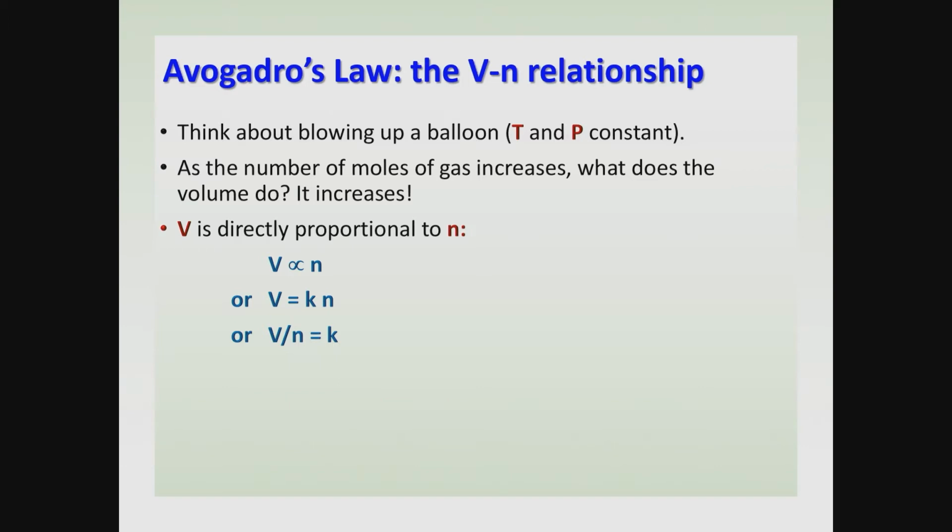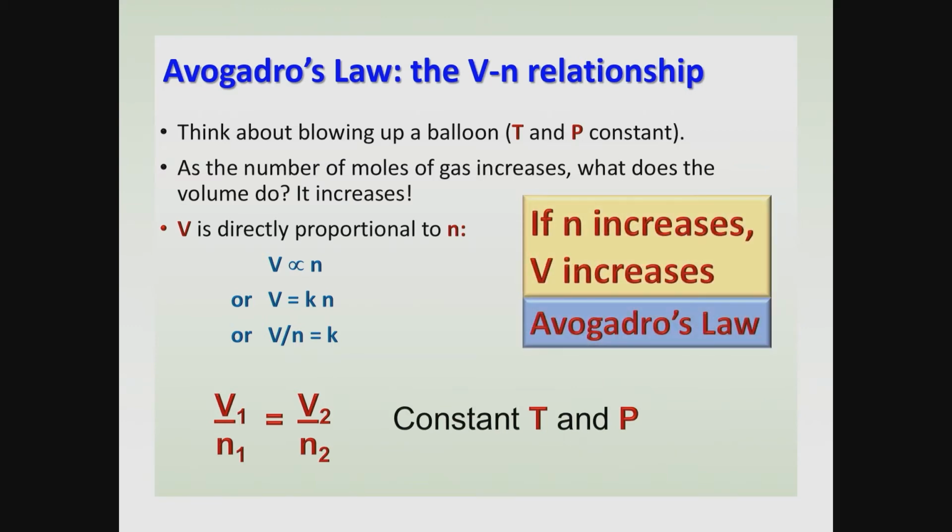And if you wanted to, you can derive an equation from that. That equation would be, looking at a gas at initial conditions, which is condition 1, versus a gas at final conditions, condition 2, you can see that the proportionality of volume versus the moles will just remain the same from the initial conditions to the final conditions. And so that'll be V1 over n1 is equal to V2 over n2. Again, this only really applies if the pressure and the temperature are constant between these two conditions of 1 and 2. So again, this is Avogadro's law: if the number of moles of a gas increases, the volume increases.